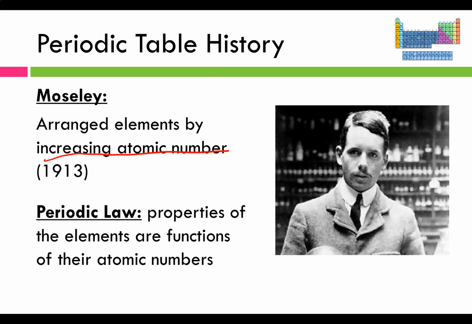Robert Mosley, unfortunately, his young life was cut short in World War I. He was shot down by friendly fire. His scientific accomplishments probably would have earned him a Nobel Prize, but those are not given out to people who are deceased. You have to be alive to receive it. So unfortunately, the scientific community was robbed of a really great mind way, way too soon.